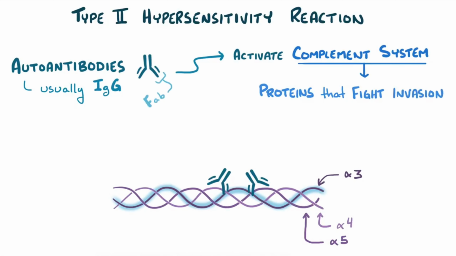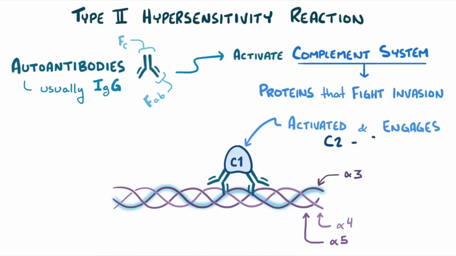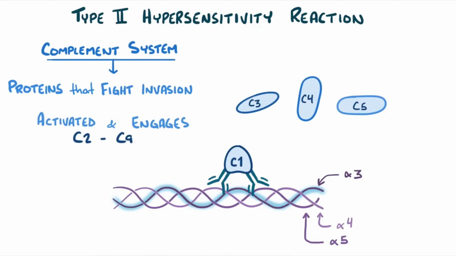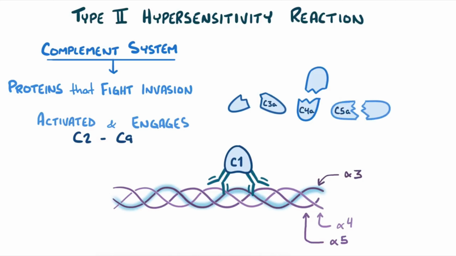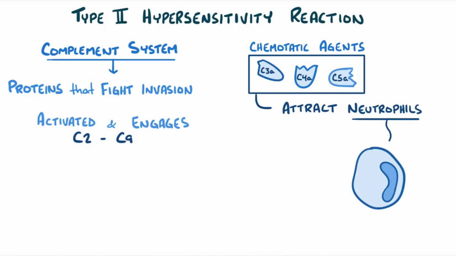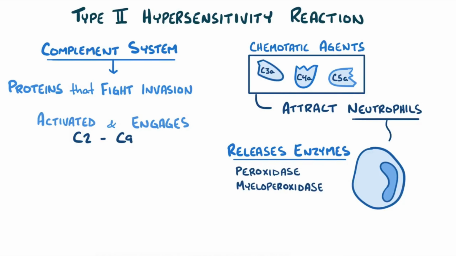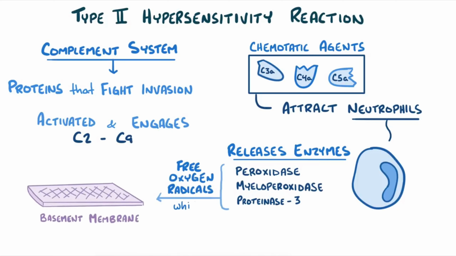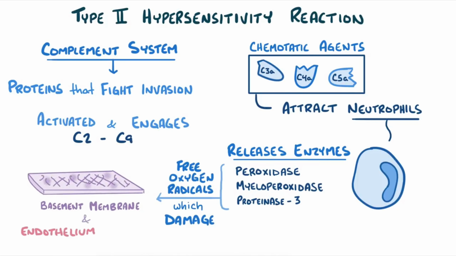When the FAB portion of the IgG molecule inappropriately binds to the alpha 3 chain, C1, which is the first of the complement proteins, binds to the FC portion of the IgG molecule. This bound C1 is now activated, and it starts engaging other members of the complement family, C2 through C9. Some of these are activated by being cleaved or chopped by an enzyme. The cleaved fragments C3a, C4a, and C5a act as chemotactic agents, meaning they attract certain cells like neutrophils. Once neutrophils join the party, they dump a bunch of enzymes like peroxidase, myeloperoxidase, and proteinase 3, which all cause free oxygen radicals to form, which damage the basement membrane as well as the nearby endothelium and the underlying organ itself.